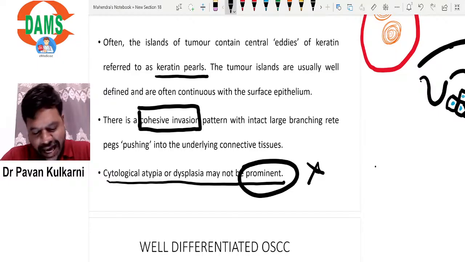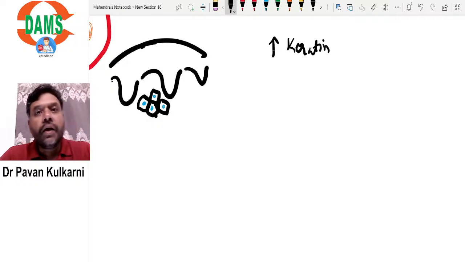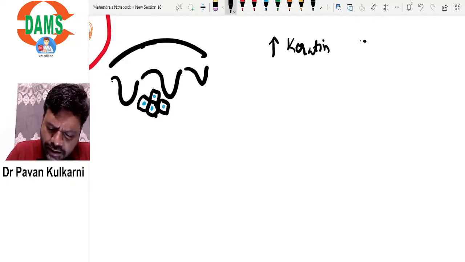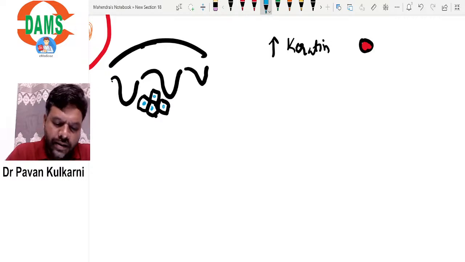So to be concise, what are you going to see in well differentiated? I am going to see more keratin in the form of keratin pearls, in the form of epithelial pearls, and in the form of individual cell keratinization also. What do you mean by that? Suppose I draw a cell like this, one cell. Its cytoplasm will be totally filled with keratin like this, and somewhere in the center you'll have the nucleus. So this is called individual cell keratinization.